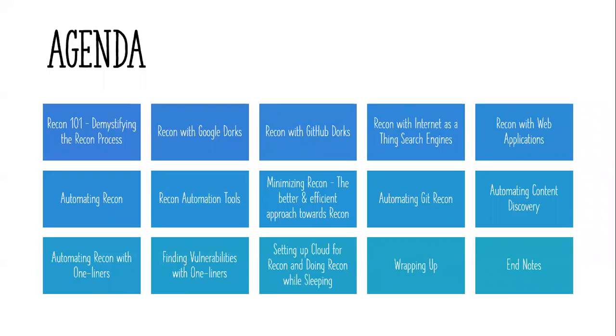Then we will see how we can do effective recon with Google dorks or other search engine dorks. Then we will see GitHub dorks and recon with GitHub. I guess many people have issues with GitHub recon, so I purposely put this topic at the beginning. Then recon with Internet-of-Things search engines like Shodan, Censys or Fofa.so. Then recon with web applications like MX Toolbox and Spyse and some other applications.